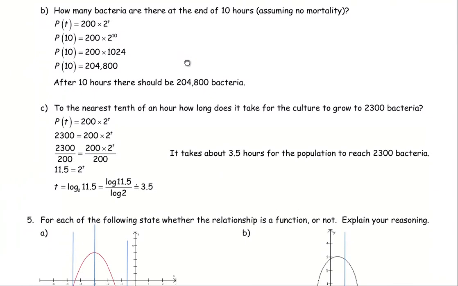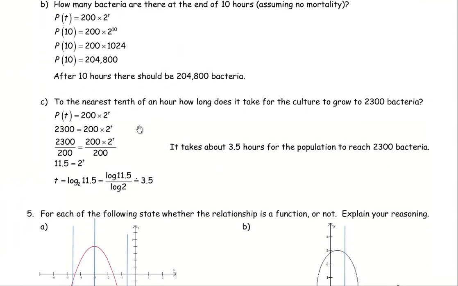So that's how many there are after 10 hours. Last question, number 4, says to the nearest tenth of an hour, how long does it take for the culture to grow to 2300? So the 2300 is the population, and we're solving for time in this case. In the first two, we were solving to find what the population is. Now we know the population, and we're solving for time.